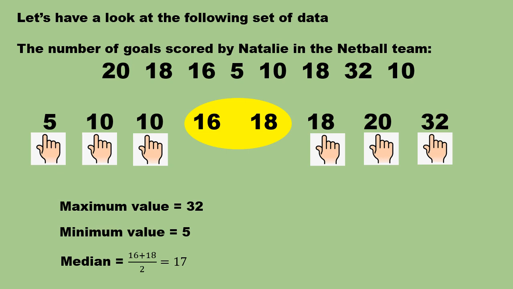But what happens if there's 2 numbers in the middle? Then they form part of your upper part and your lower part. So when there's just 1 in a little bubble, you leave them alone. But if there's 2, you break them apart and they form part of your upper part and your lower part. Now, as you can see, your lower part has 4 numbers, 5, 10, 10, and 16, and your upper part becomes 18, 18, 20, and 32.